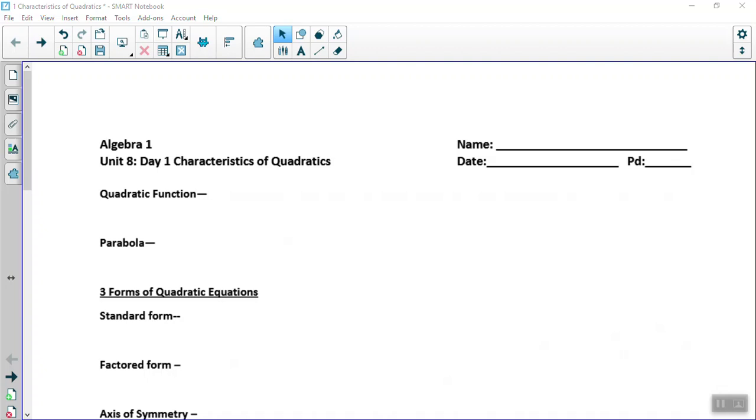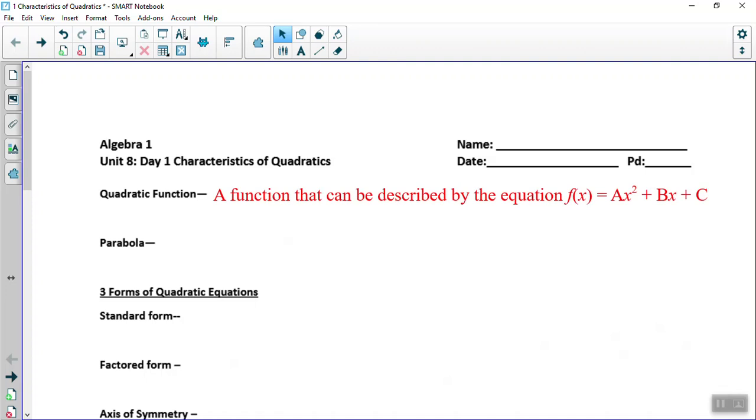Hi everyone. Today we're going to discuss characteristics of quadratics. A quadratic function is a function that can be described by this equation. The ax squared plus bx plus c should look familiar from last unit when we were talking about factoring.